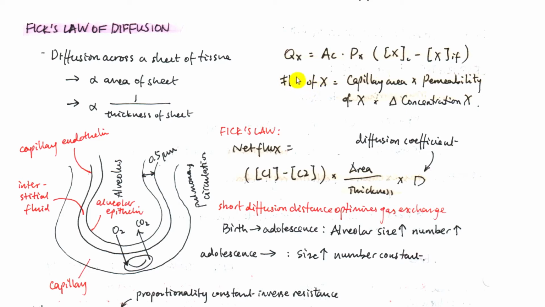So in general cases, this says that flow of X, of solute X, equals the capillary area times the permeability of X times the delta concentration X, so the concentration of X in the capillary minus concentration of X in the interstitial fluid. If you want more of that, you can check out my cardiovascular tutorials.